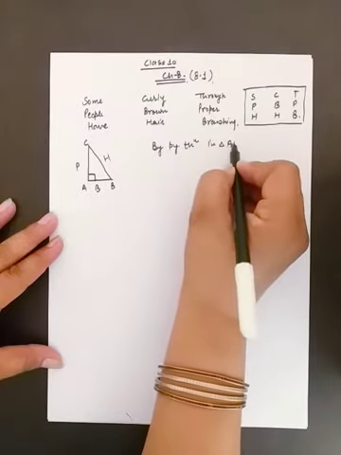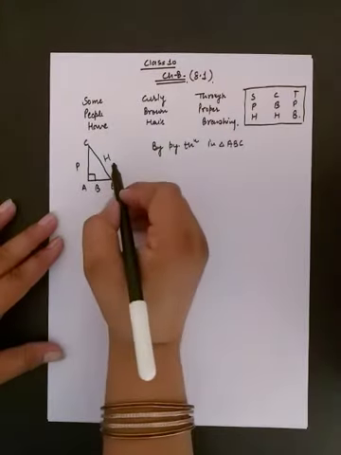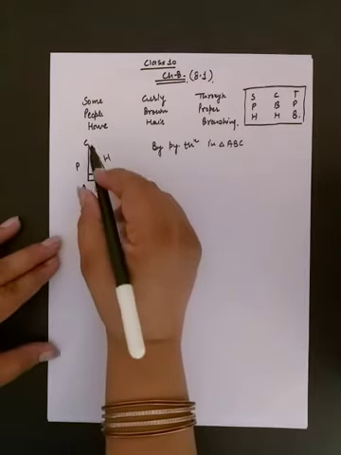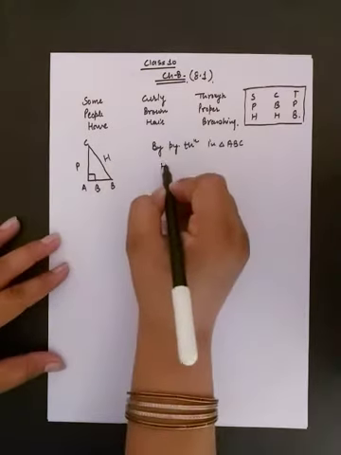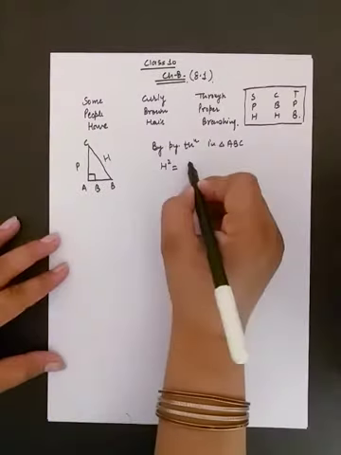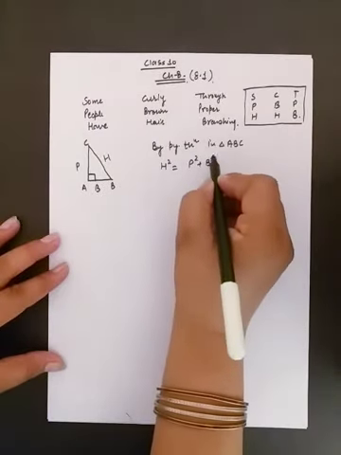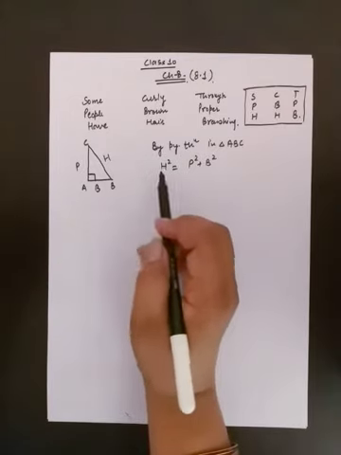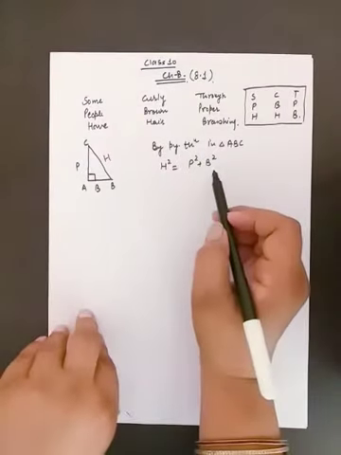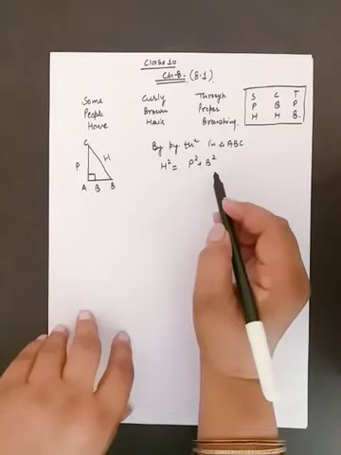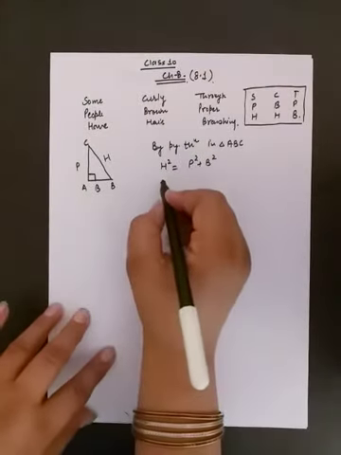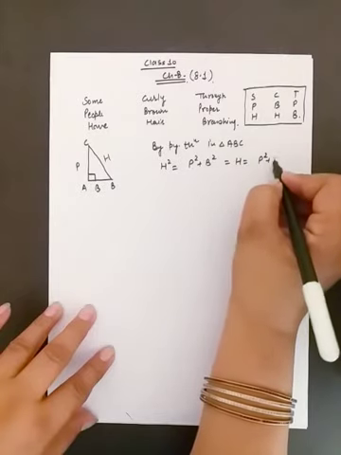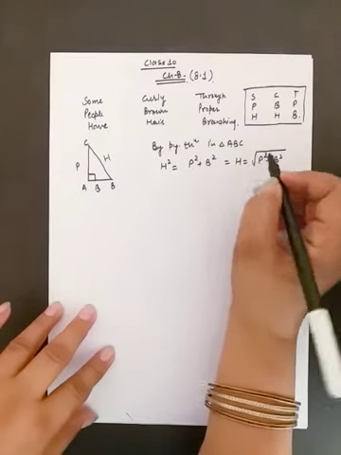in triangle ABC we can find the value of hypotenuse, as hypotenuse is the longest side of a right angle triangle. So we can write h square is equal to p square plus b square, meaning hypotenuse square is equal to the sum of squares of remaining two sides. Or we can also write it as h is equal to p square plus b square under the root.